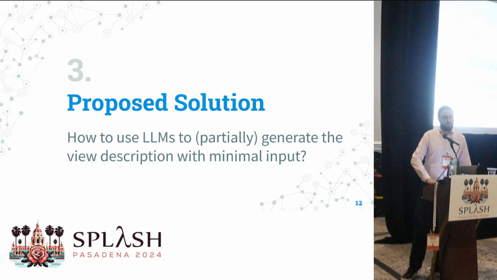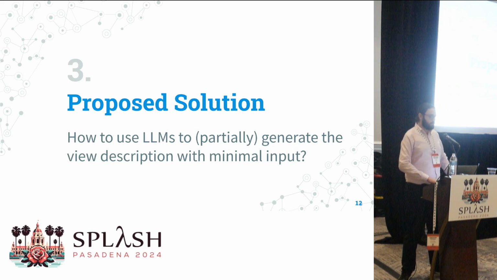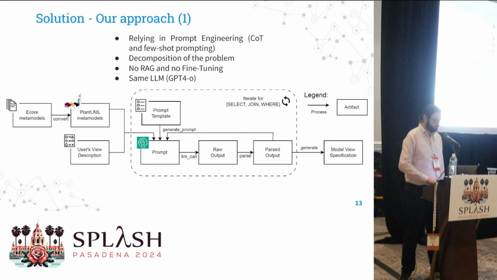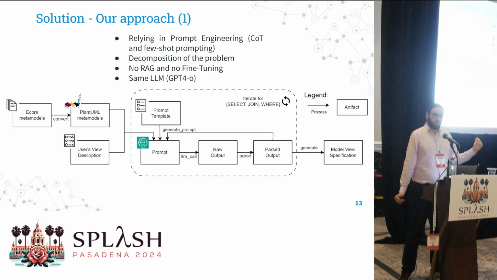So our solution is to somehow try to use LLMs to solve this problem, partially generating the view description with the minimal input from the engineers. On this slide, I have a diagram with our approach. We are relying here on prompt engineering first, especially chain of thought and few-shot prompting, that are two techniques that are getting some traction in the LLM community.